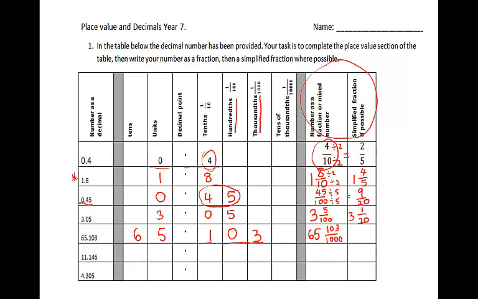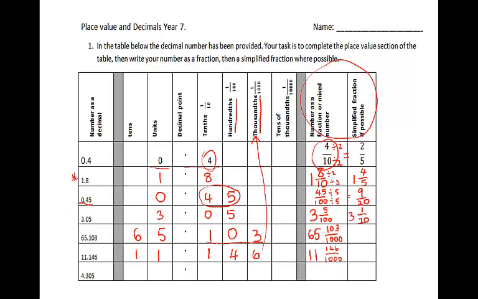Second last one, we're looking at 11 being 1/10 and 1 unit. 1 in the tenths column, 4 in the hundredths, and 6 in the thousandths. So my 11 again goes at the front as a whole number, and my 146 is related to the thousandth, so I put it over 1,000.